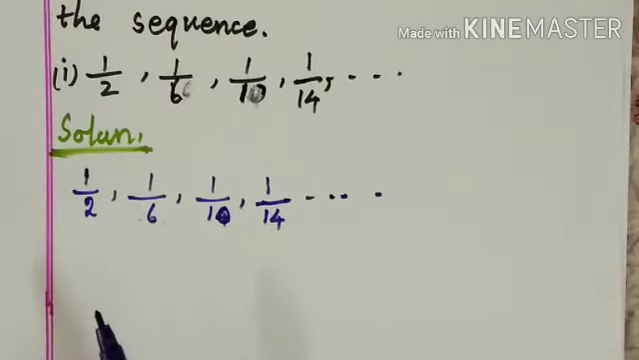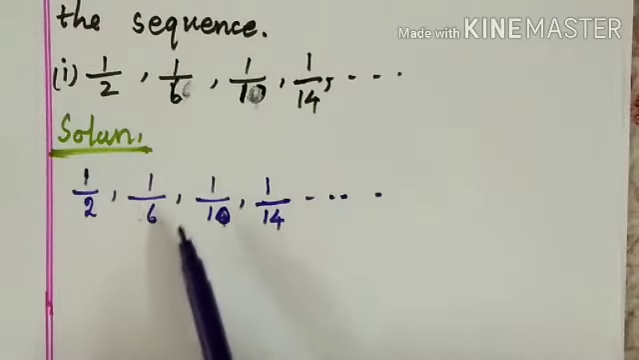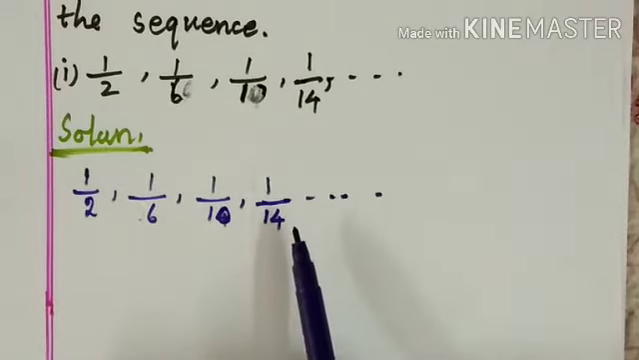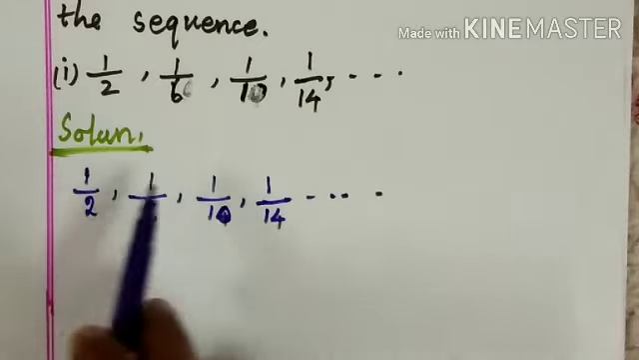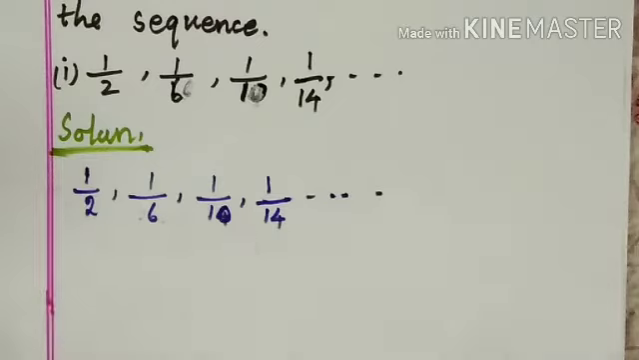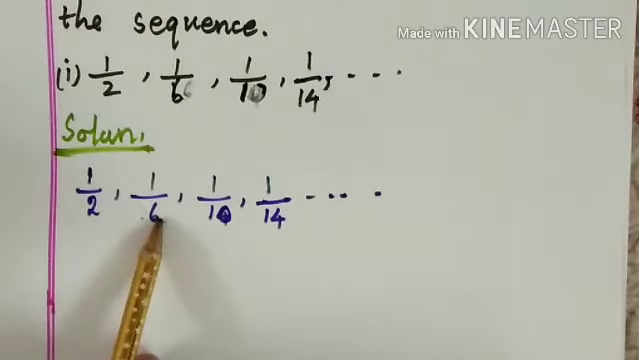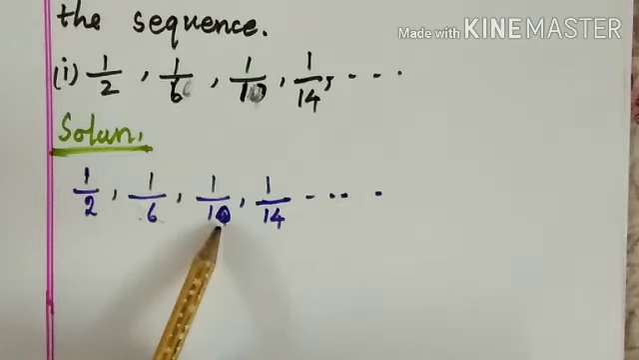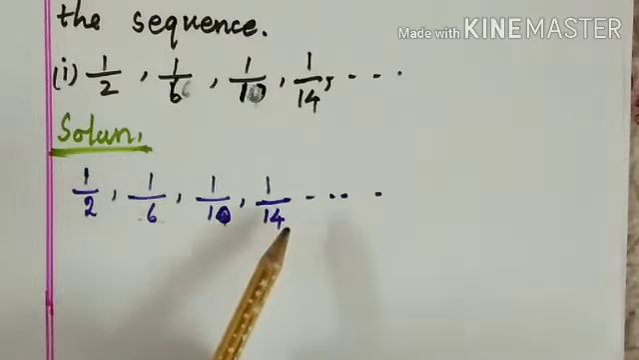First you take down and write the given sequence, that is 1 by 2, 1 by 6, 1 by 10, 1 by 14 and so on. Here you have to observe the numerator is the same, that is 1, 1, 1, like that going on. Then next you have to see the denominator. In the first term the denominator is 2, the next term denominator is 6, then the third term denominator is 10, then the fourth term denominator is 14.